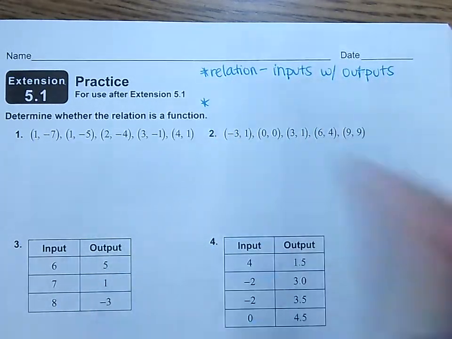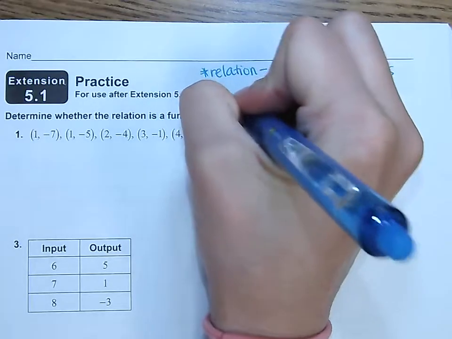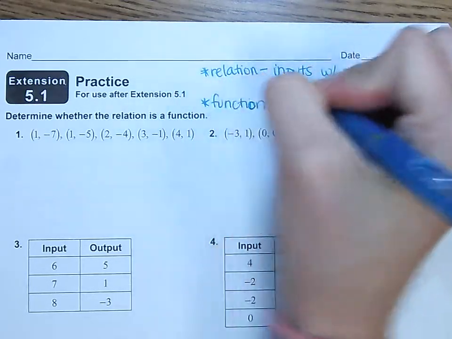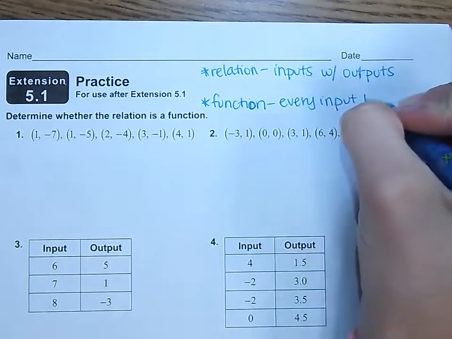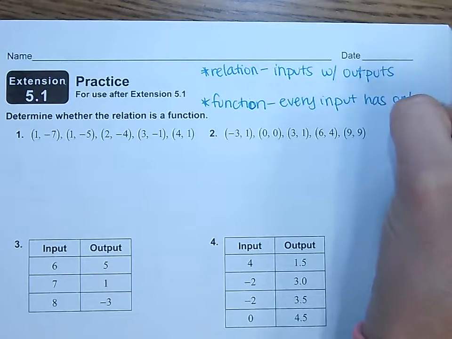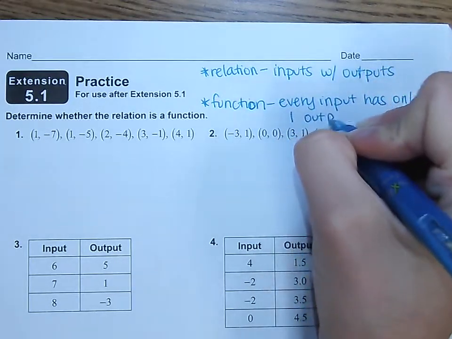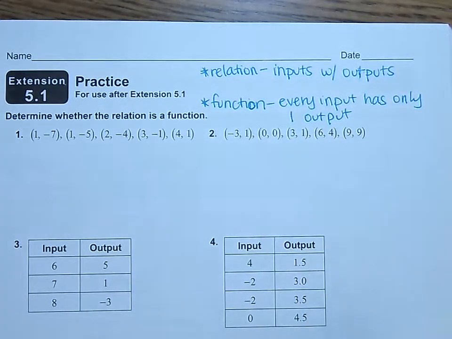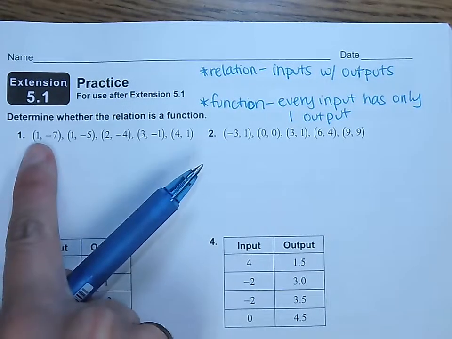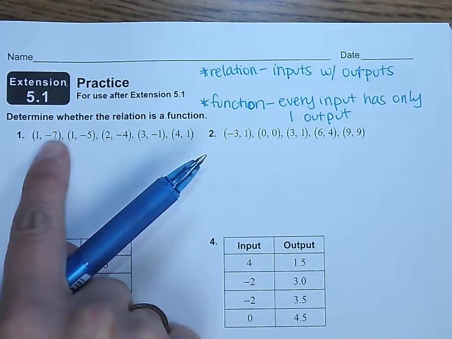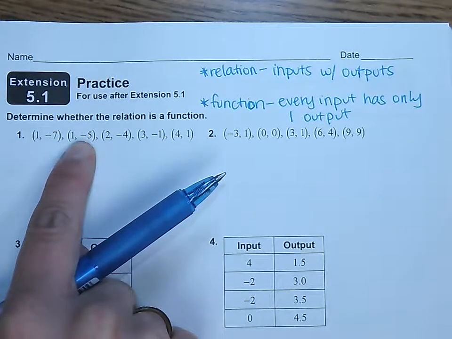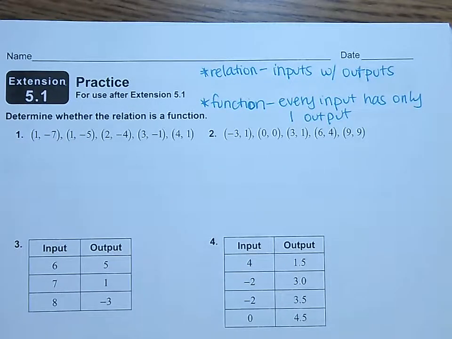Basically, this one includes more things. However, a function is more limiting because every input has only one output. And what that means is that if you take x, let's say 1, and you plug it in, according to this, you could get -7 or -5. Well, if you graph those 2 points, then they're both going to be on top of each other.